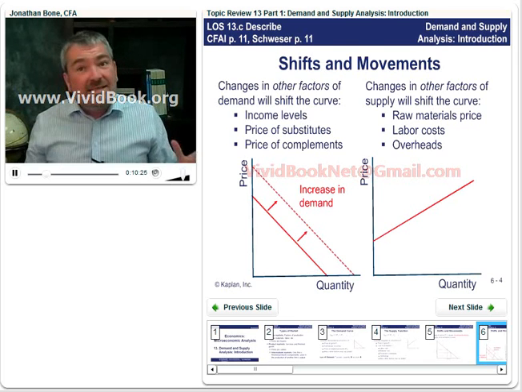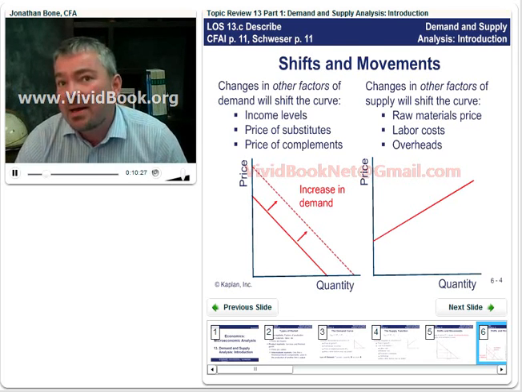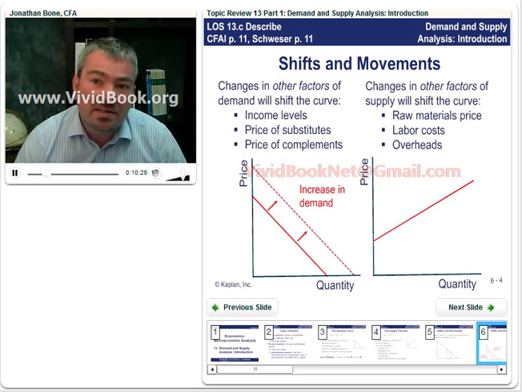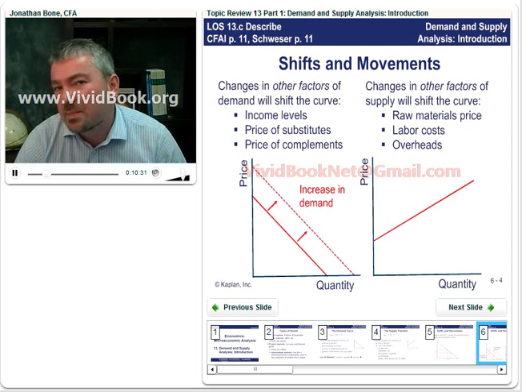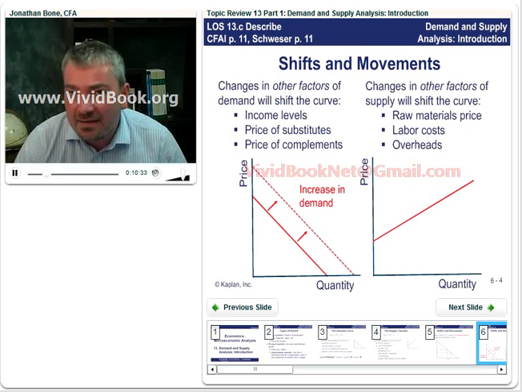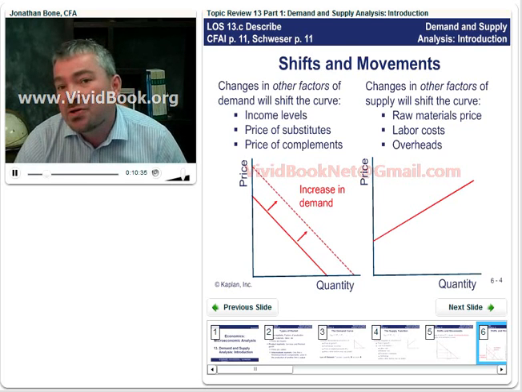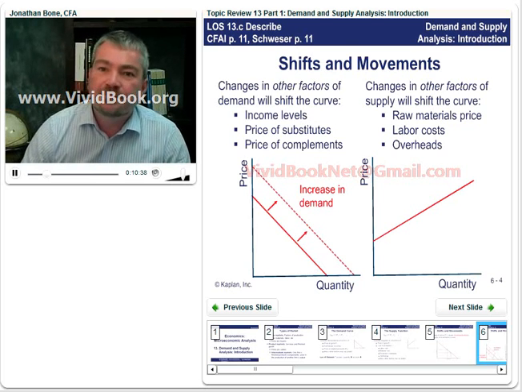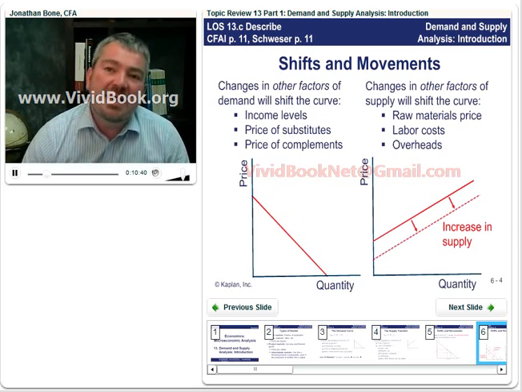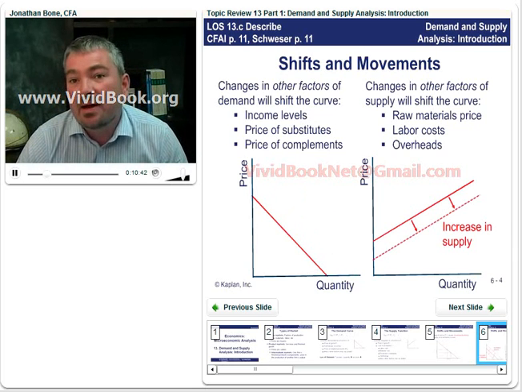And of course, exactly the same is the case for the supply curve. In other words, changes in price and quantity shift us along the supply curve. Changes in any of the other factors, of course, will shift the supply curve as well. So notice an increase in supply shifts the supply curve out. Notice now that the firm is willing to supply more at any given price.